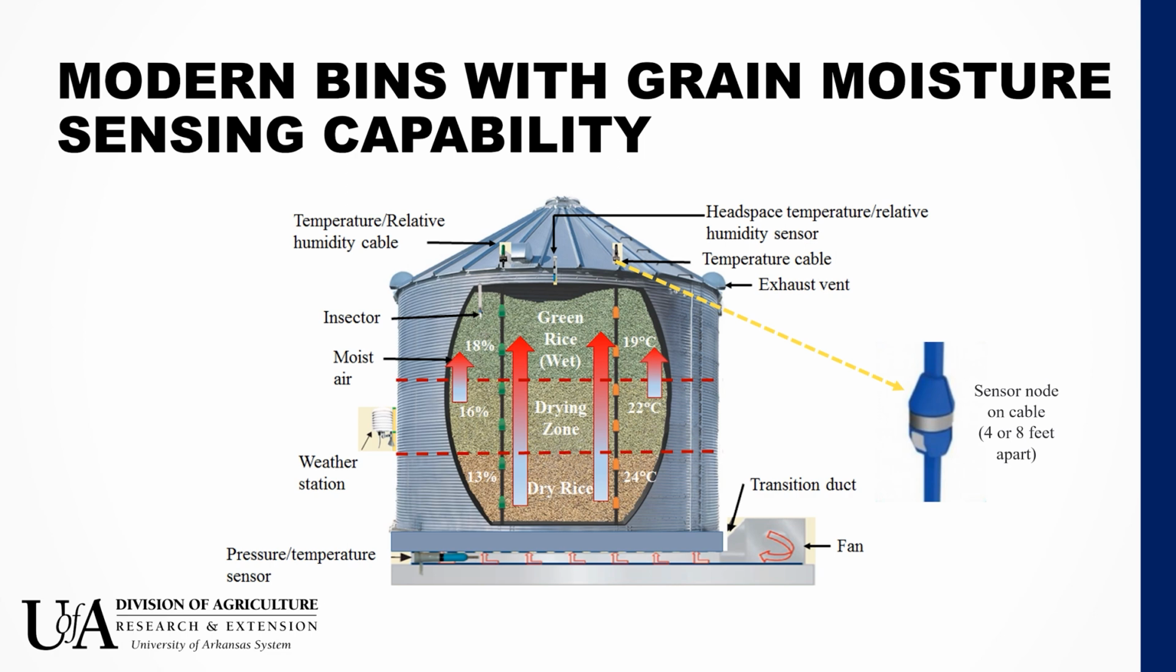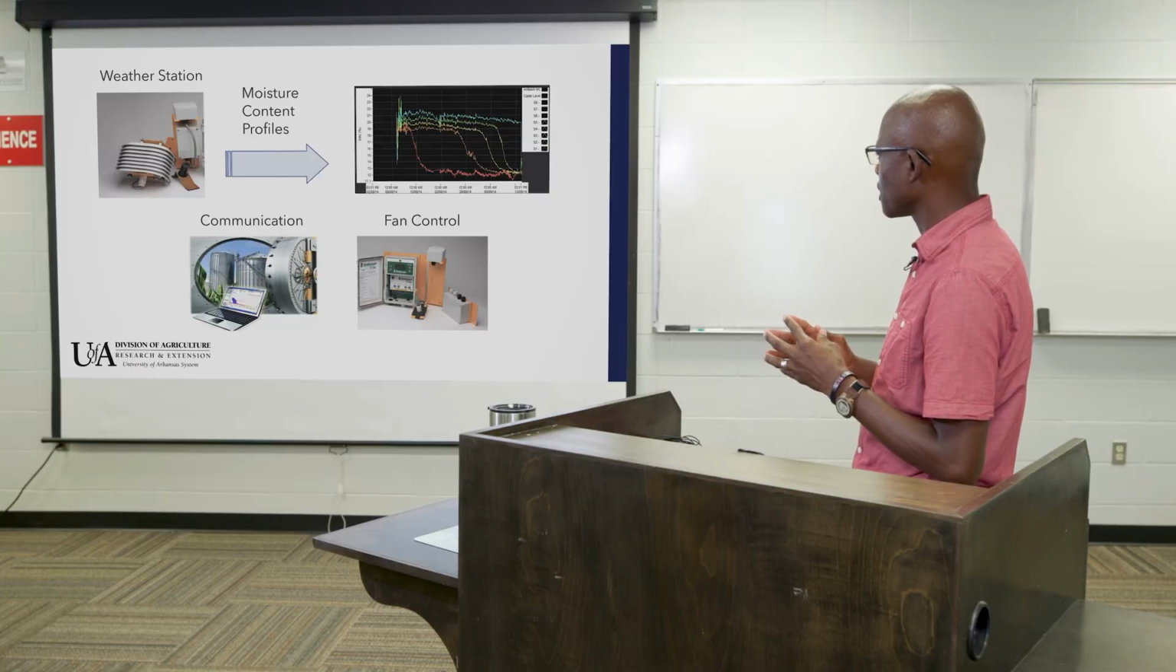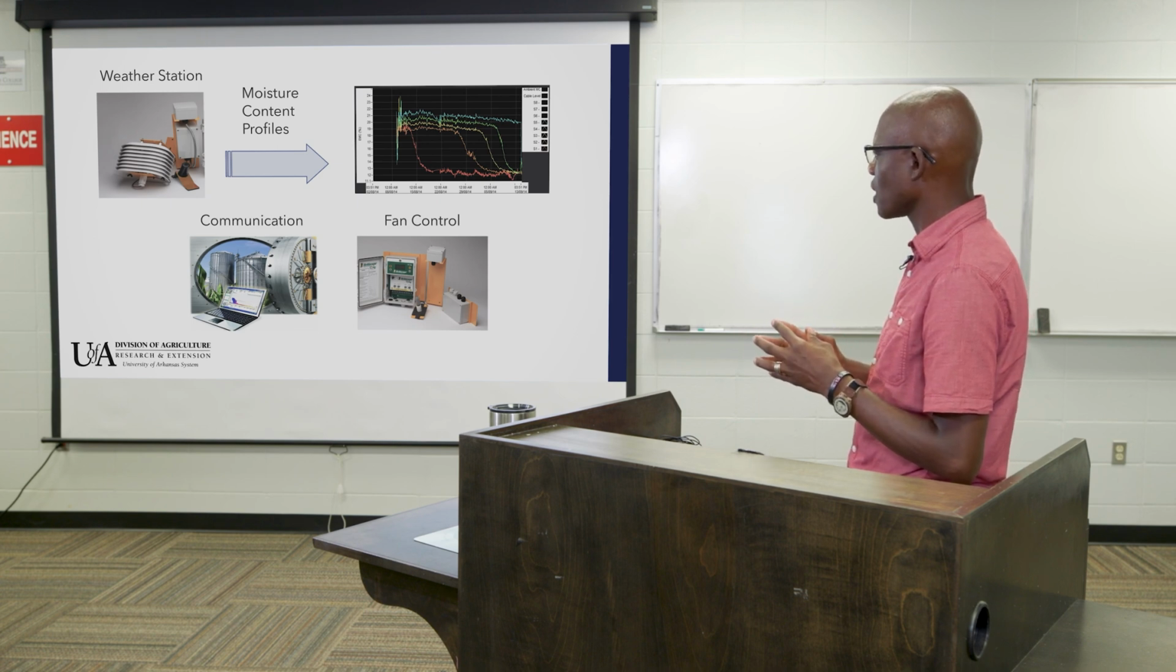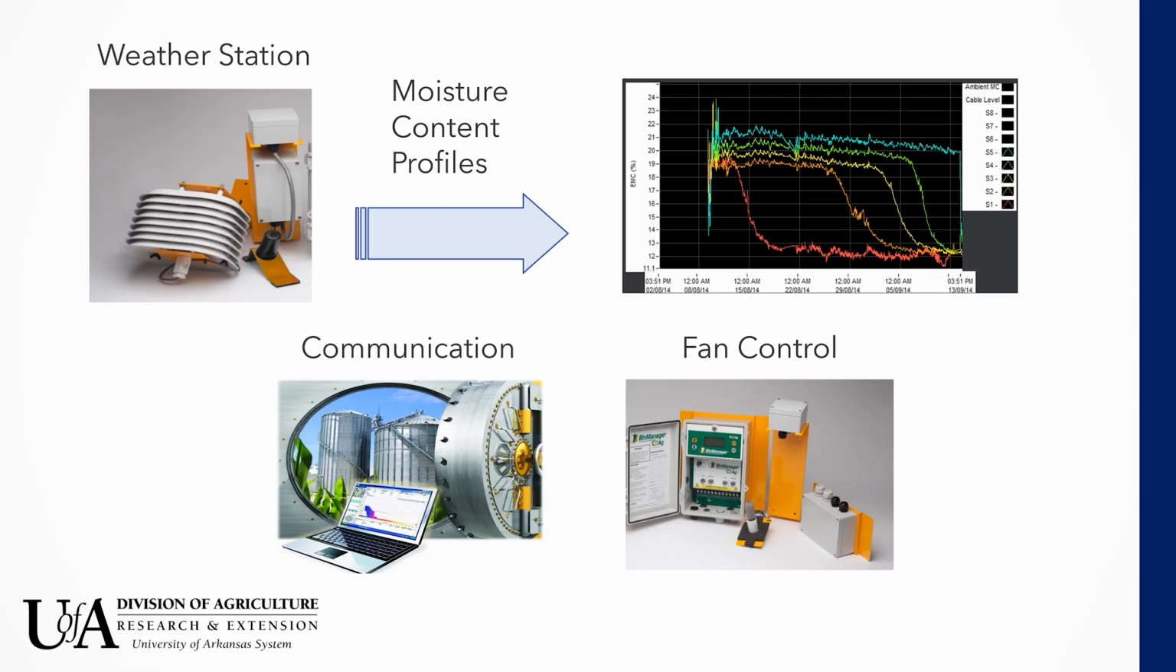In addition, we also have temperature cables that are installed within these bins, and those temperature cables help us to detect early enough if there are any hotspots developing within these bins. These sensor cables have sensor nodes placed about 4 to 8 feet apart, again depending on the size of the bin. How do these work? Now, each of the bins has a weather station, and that weather station picks up information on the temperature and the relative humidity of the ambient air.